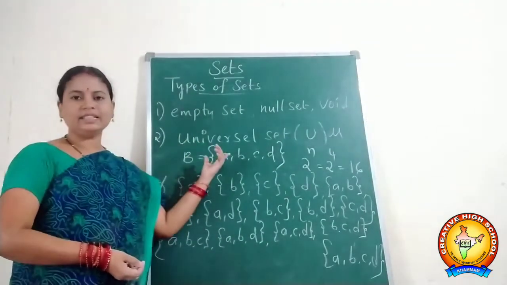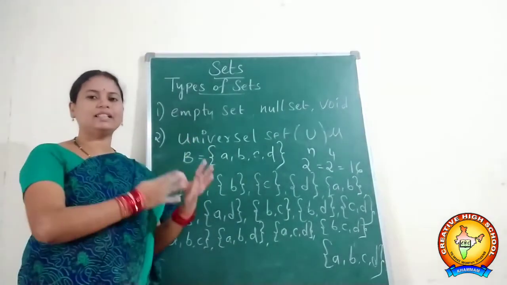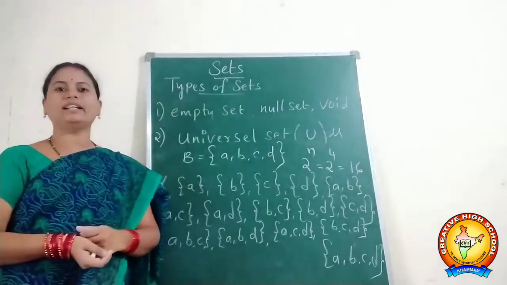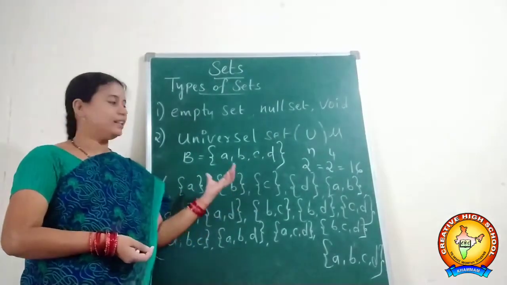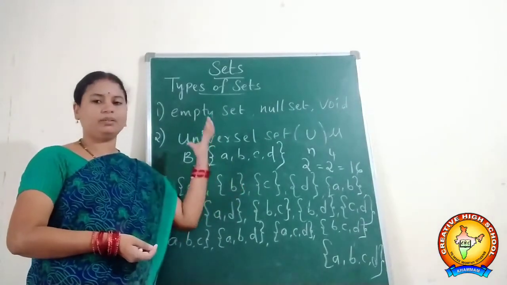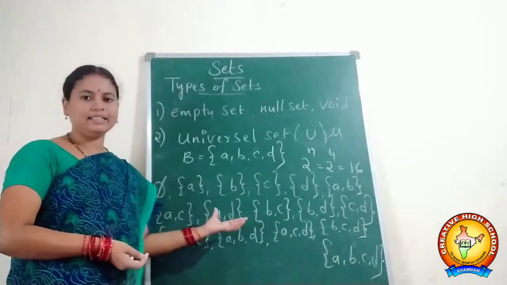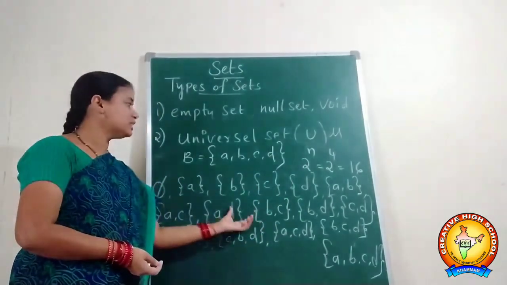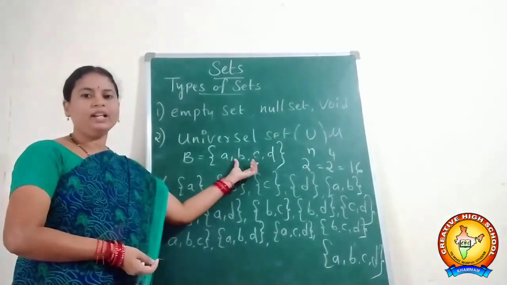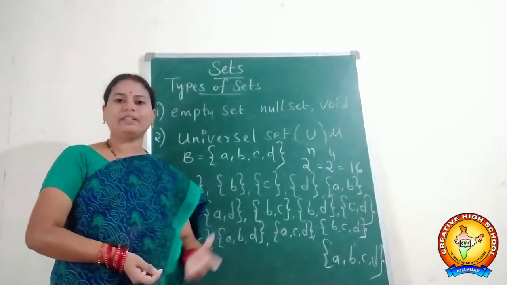And the universal set means all the subsets' elements are present in one big set; that set is called the universal set. Subsets means the sets whose elements are all present in this universal set. See here, all these are subsets of set B. We can write 2 to the power of n subsets for the given set.